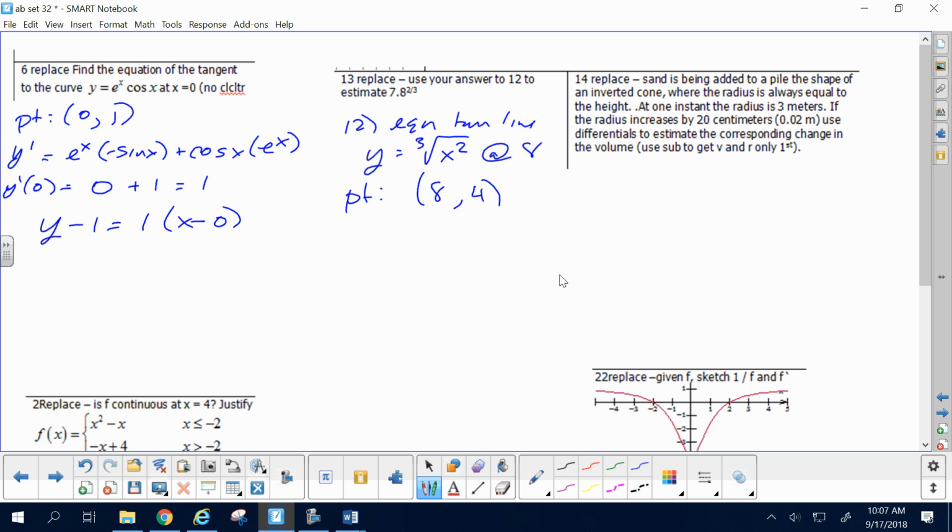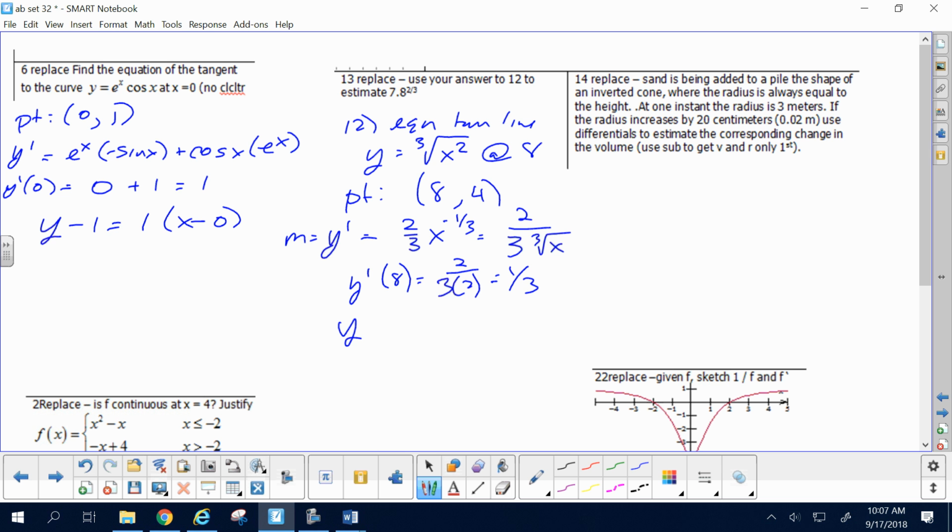Yes? All right, the slope, the derivative: if this is x to the 2/3, then the derivative is 2/3 x to the negative 1/3, or 2 over 3 cube roots of x. The derivative then at 8 would be 2 over 3 times 2, or 1/3. Therefore, your equation of the tangent is y minus 4 equals 1/3 times x minus 8. Do you agree with the answer for 12?